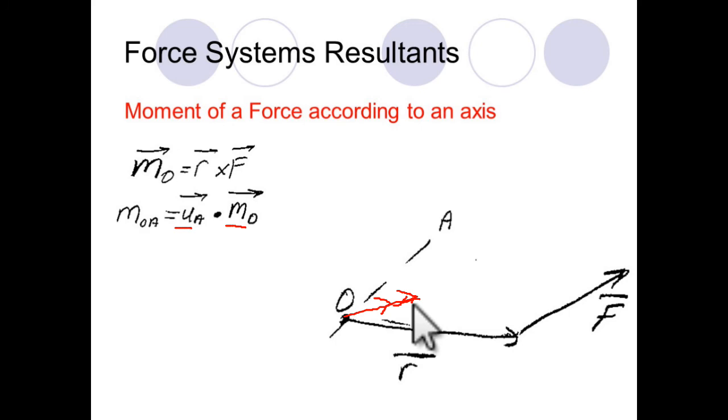Generally I show the moment vector with a double arrow. In the case of a force we put a single arrow, but generally we show the moment with a double arrow. Then we multiply this moment vector with the unit vector. So basically I take the projection of this moment vector onto the unit vector UOA. This is how I calculate the moment of a force about an axis, or on an axis.